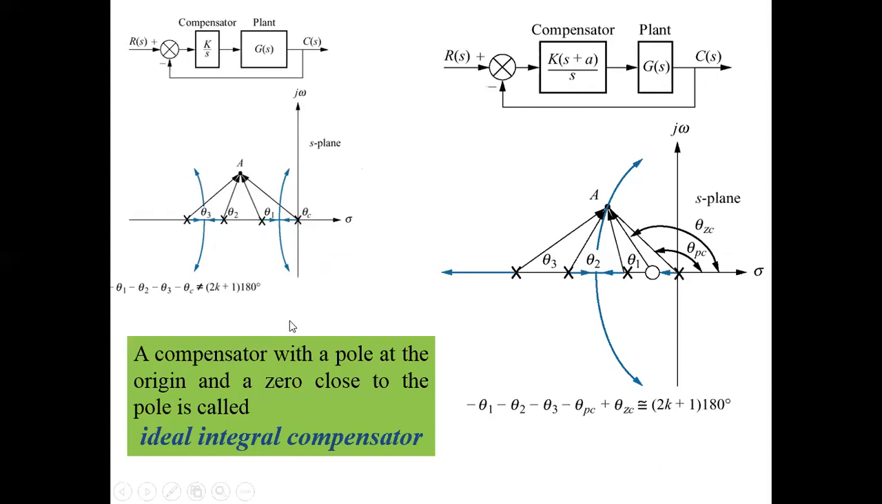A compensator with a pole at the origin and a zero close to the pole is called an ideal integral compensator, like this.